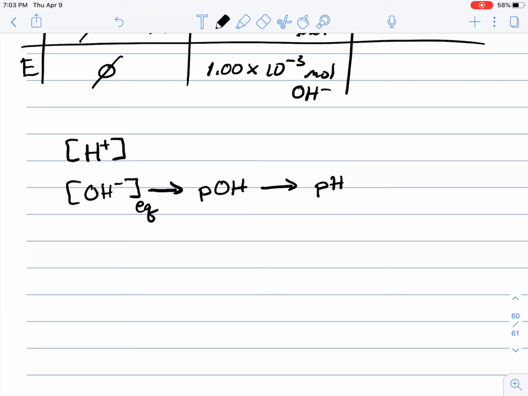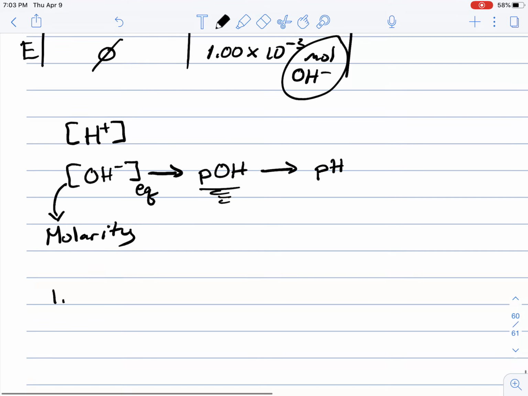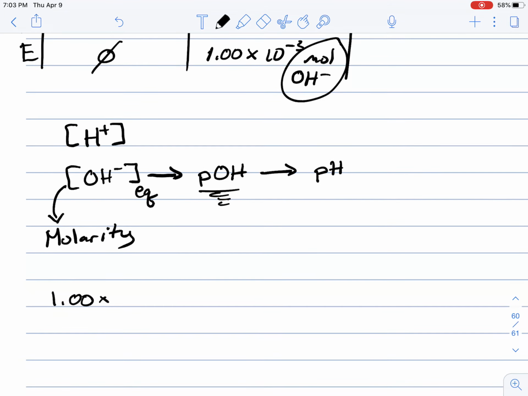But what I want to remind you is that for me to calculate the pOH, everything has to be in molarity. Right now we just have moles. So we're going to convert moles into molarity by taking the result, 1.00 times 10 to the negative 3 moles of the hydroxide, and dividing it by the total volume.